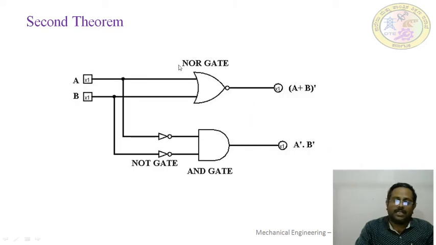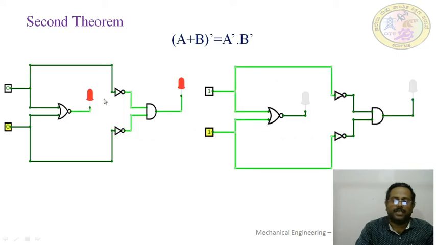This is another way of building the circuit. This constructs the NOR gate using an OR gate followed by a circle at its end. This is the second way of construction. This is constructed by using a bubbled input AND gate. The LHS should be equal to RHS. These two represent the simulated output of the second theorem.